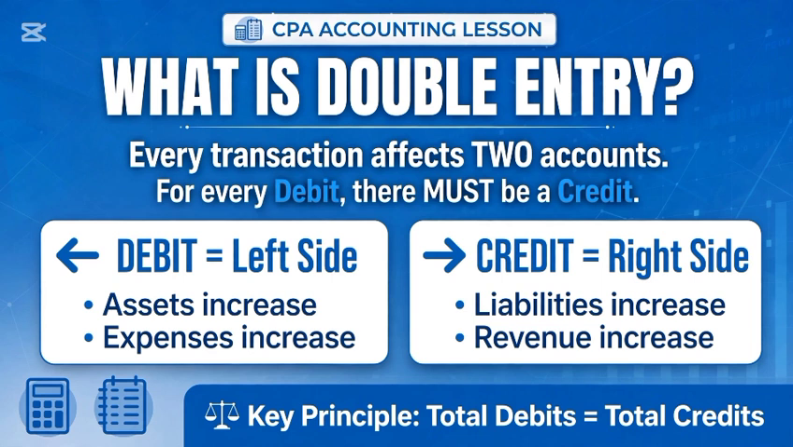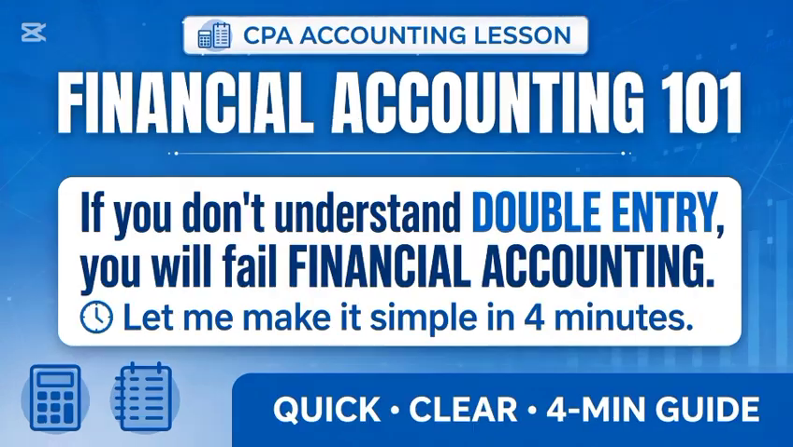Every transaction affects 2 accounts. For every debit, there must be a credit. Debit is the left side of the account. Assets increase and expenses increase. Credit is the right side of the account. Liabilities increase and revenue increases. Key principle: total debits must always equal total credits.